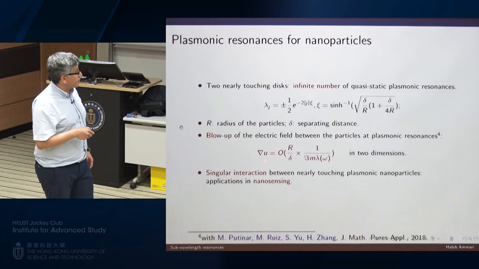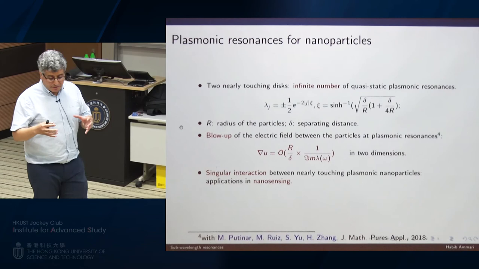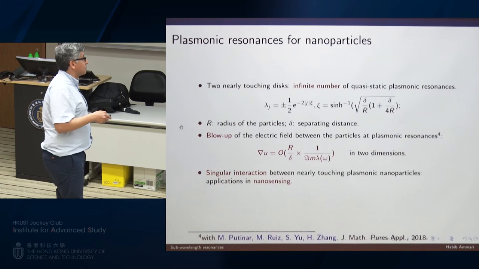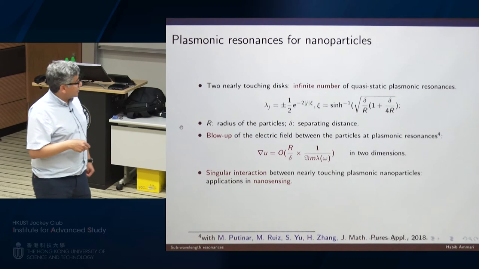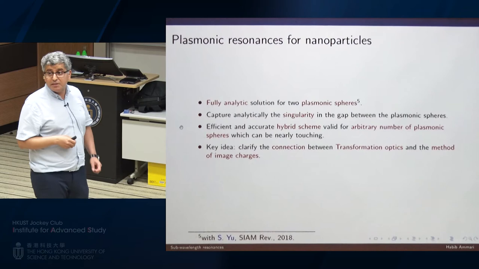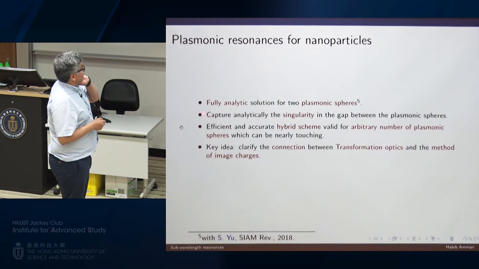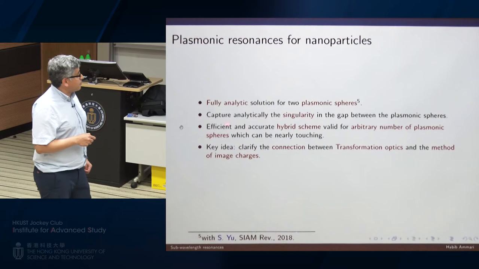The gradient of the field, which is the electric field, the gradient of the potential, is of order the radius of the disk over the separating distance between the disks times one over the imaginary part of lambda omega. This is in two dimensions. And this singular behavior can be used. And it has many applications in nanosensing. This is the two-dimensional case. What's going on in three dimensions when they are spheres? When they are spheres, we came out with Sun Yun Yu, the fantastic young collaborator, came out with this fully analytic solution for two plasmonic spheres, which captures analytically the singularity in the gap between the plasmonic spheres.